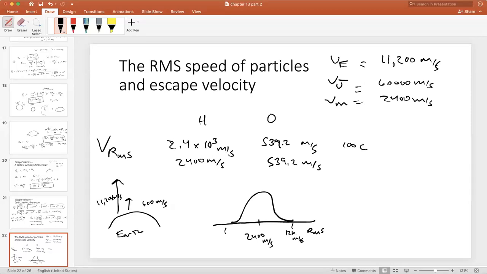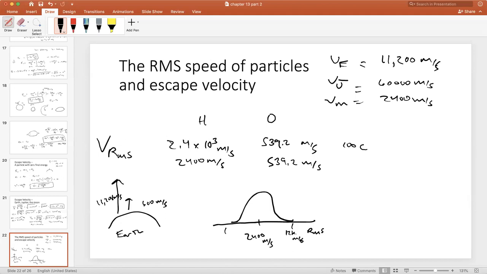It's very, very possible for a hydrogen atom to go fast enough to get away from the Earth, even though its average speed is only 2,400. Secondly, we do have oxygen here. Oxygen has a really low root mean square speed. It's a heavy particle consisting of a much heavier atomic nucleus. But again, you could have some oxygen that's reaching 11,200 meters per second on Earth and getting away into space and never coming back.